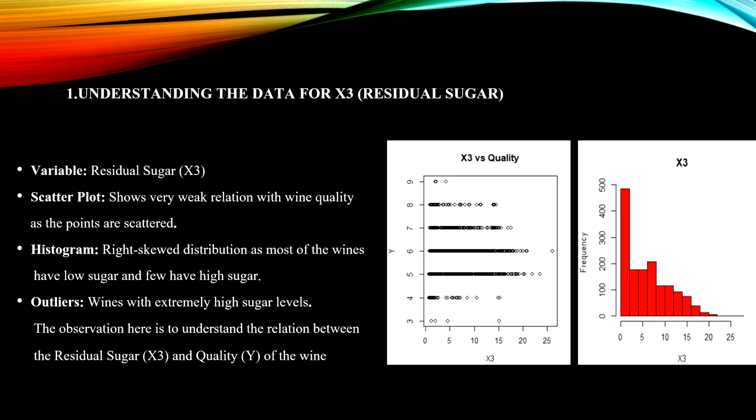Coming to the next slide is understanding of the data for X3, that is the residual sugar. Here the scatter plot shows a very weak relation with the wine quality, as we can see that the points are scattered. The histogram is a right skewed distribution, as most of the wines have a low sugar and few have a high sugar level. The outliers are extremely high for the sugar levels.